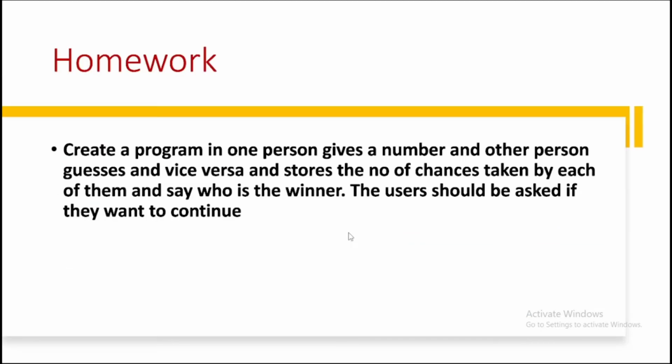Let me give you the homework. You're supposed to create a program in which one person gives a number and another person guesses it, similar to the app we created, but here you have to store the number of chances taken by both of them. So you should not use a for loop but a while loop, and whoever takes the least number of chances wins. And you have to put this all in a while loop such that the user can play it again and again without running the program, and he's just asked, do you want to continue, and if he presses Y, then it starts over again, which should be in a while loop.